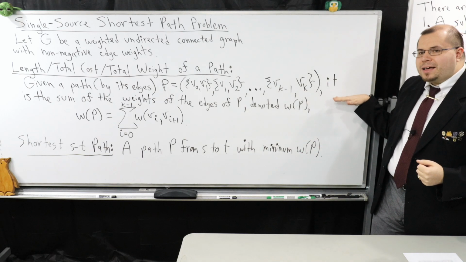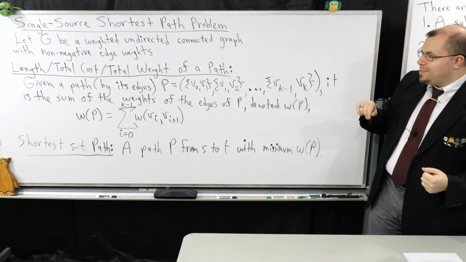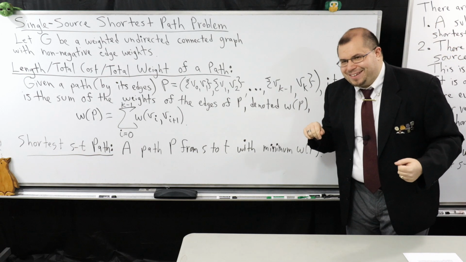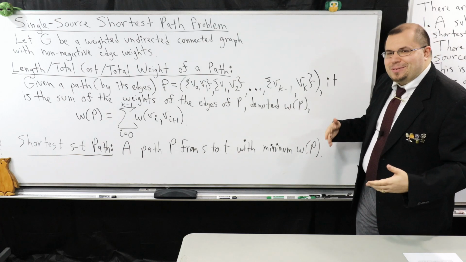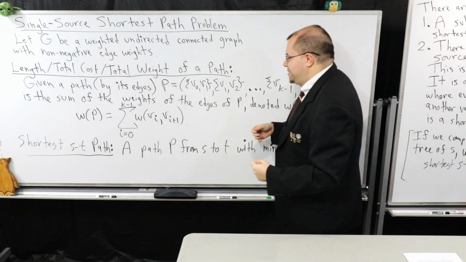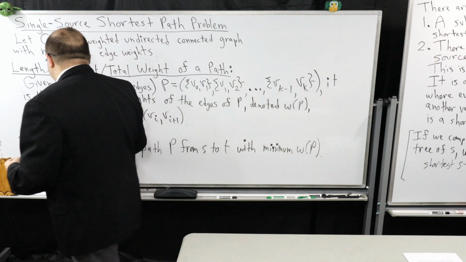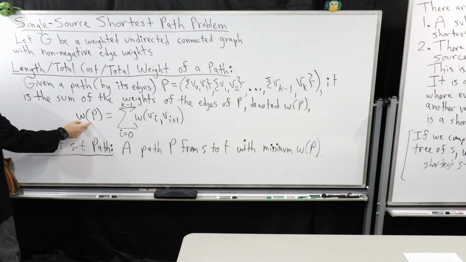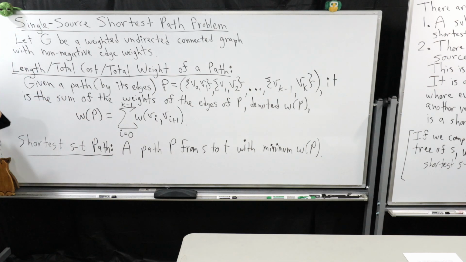The length of that path is very simply the sum of all of the weights. That's it. That's what the weight of a path is. The total weight of a path, or the length of the path. So that's all this is. It's just the sum of all of those edge weights along the pathway. We'll do an example in a moment.